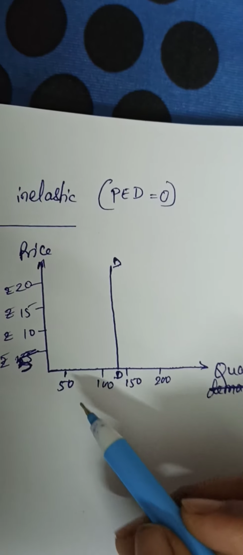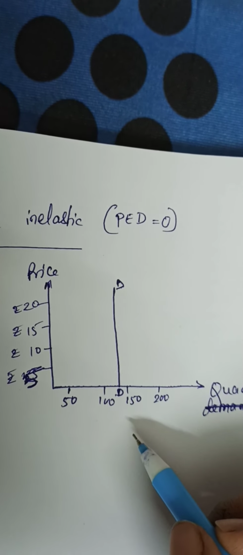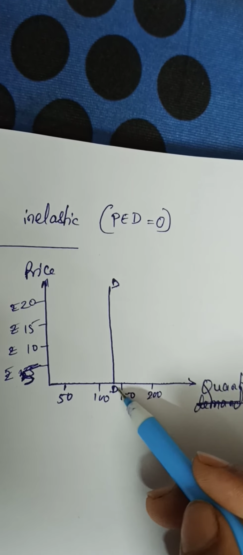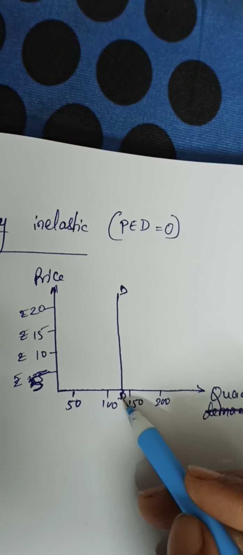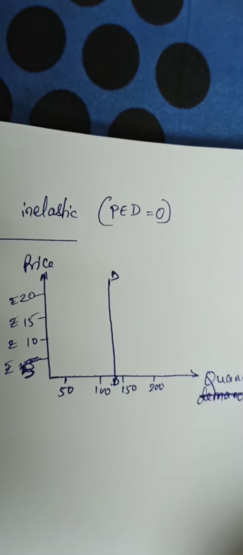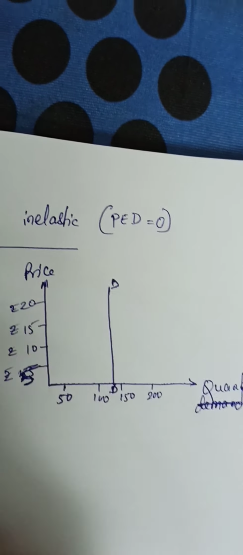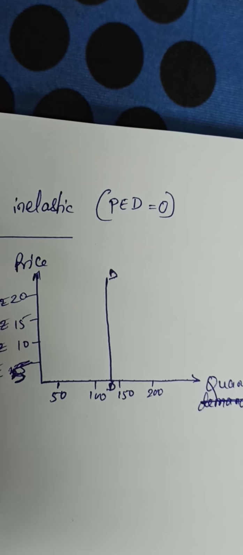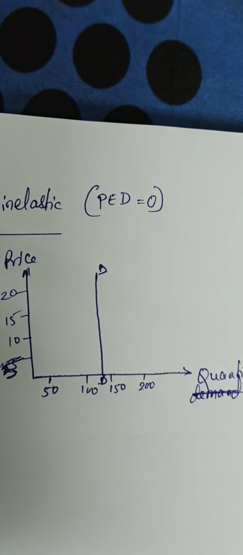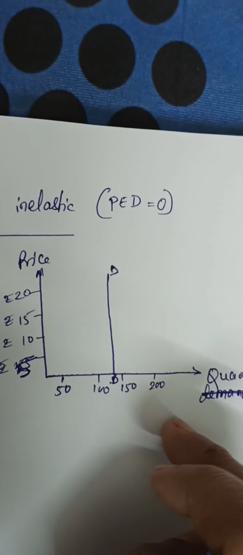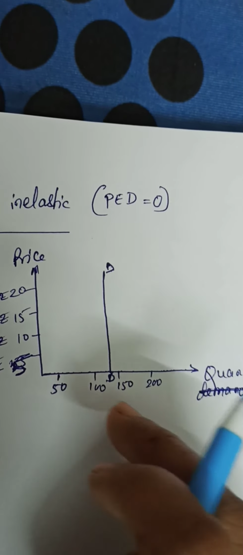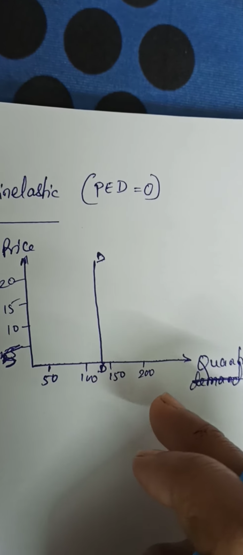As price is increasing here from 5 to 20 and quantity is from 50 to 200, your demand curve is the same. This is the situation of perfectly inelastic when PED equals 0. When the price elasticity of demand is 0, then demand is perfectly inelastic. That is, there is no change in quantity demanded in response to change in the price. The demand curve remains vertical. Demand is completely unresponsive to the change in the price.